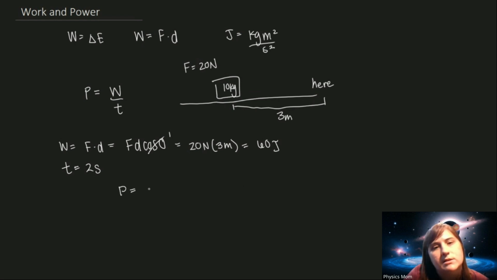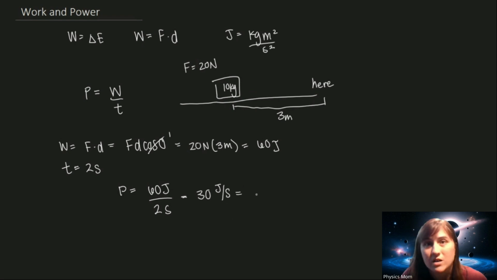Power would be the 60 joules over the 2 seconds, which would be 30 joules per second, or the other unit you'll probably have heard, watts. So 30 watts, big capital W for watts. That is defined as a joule per second. So that would be the power of a system.